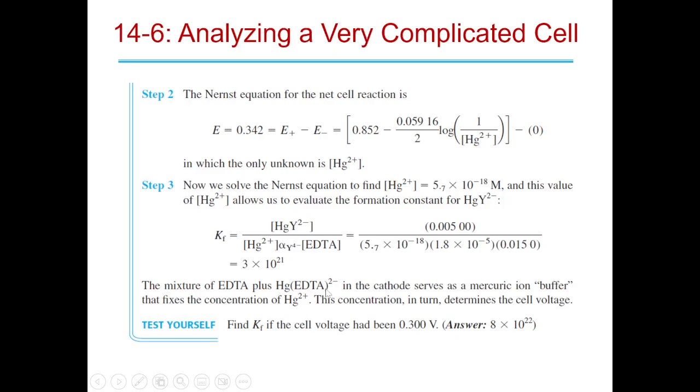It is very interesting to note, by the way, that the mixture of EDTA in this problem plus the mercury EDTA in your cathode is actually a sort of mercuric ion buffer. Like a buffer would normally be for H+, right? Instead, this is a buffer for a metal ion, and that buffer actually fixes your concentration of the mercury in that cell. So that actually determines your voltage, that buffer solution.